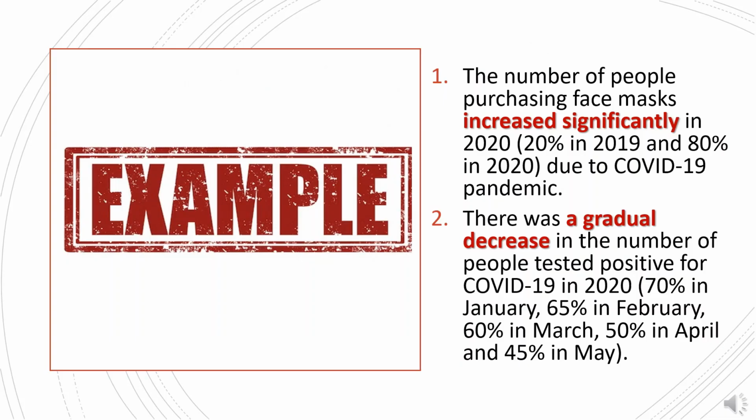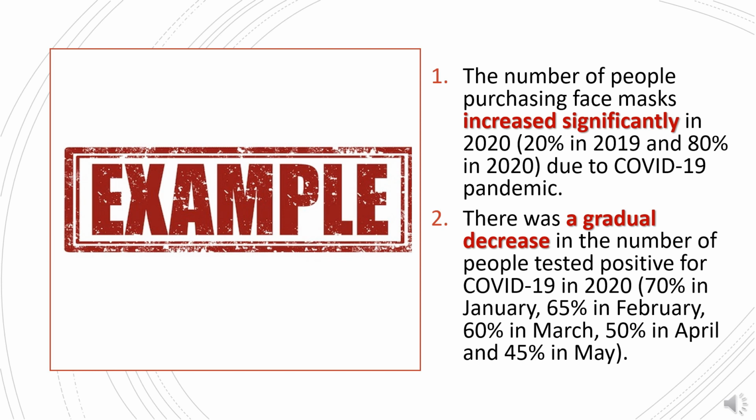Let's look at the example. The number of people purchasing face masks increased significantly in 2020, in parentheses, 20% in 2019 and 80% in 2020 due to COVID-19 pandemic. So you can see the significant increase from 20% in 2019 and 80% in 2020. Then only you can use the adverb significantly, because you can see major change from 2019 to 2020.